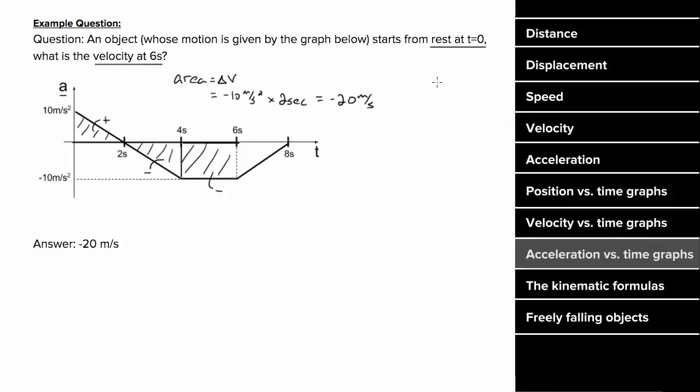Now, since the object started from rest at t equals 0 and it changed its velocity by negative 20, the final velocity at 6 seconds is going to equal negative 20 meters per second.